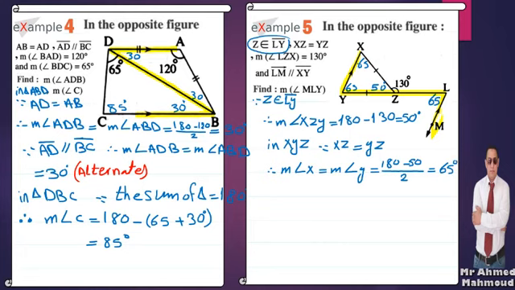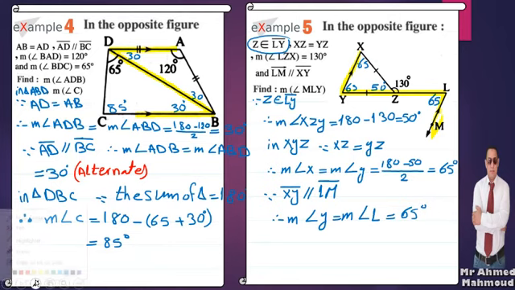equal to 65 degrees. And then since XY is parallel to LM, therefore the measure of angle Y equals the measure of angle L, which equals 65 degrees. Don't forget to write the name of the relation, which is alternate angles. The next example.